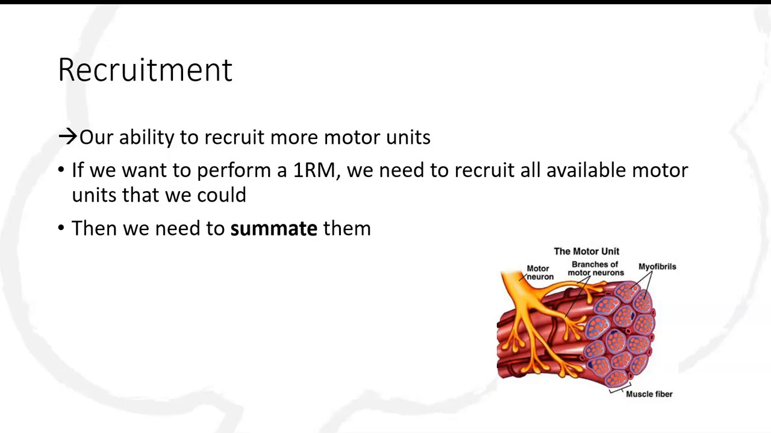Again, recruitment is the ability to pretty much gather all of the motor units at once to be able to engage in a muscular contraction. So it's our ability to recruit more motor units, and again, a motor unit is an alpha motor neuron and all the muscle fibers it innervates. If you look here, this motor neuron innervates all of these muscle fibers, right? Okay. So then we need to summate them.